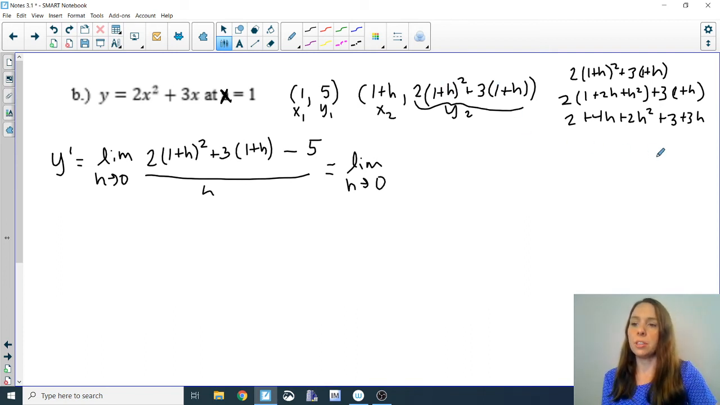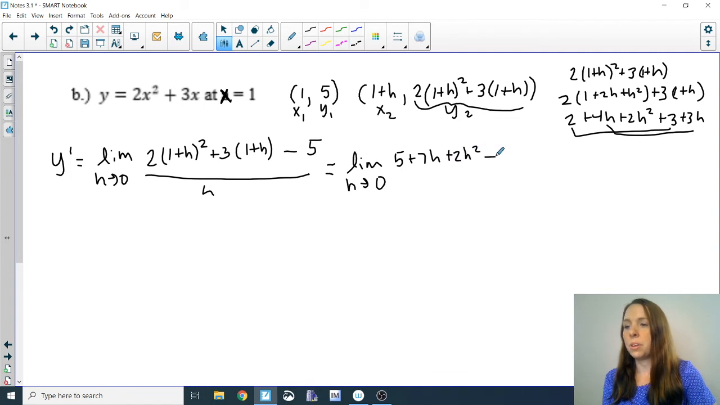Finally, I'm going to combine like terms, and I'm going to put that stuff down here. 2 plus 3 is 5. 4h plus 3h is 7h. I did those together. I did these together. Now I have just a plus 2h squared. Bring along the minus 5, and then all divided by h. Can you see what's going to happen? The good stuff, right? 5 minus 5 adds to 0.